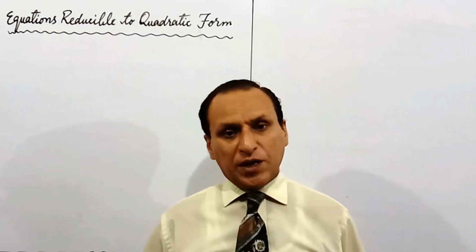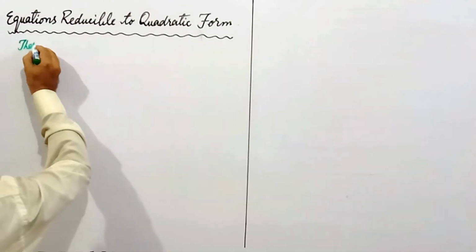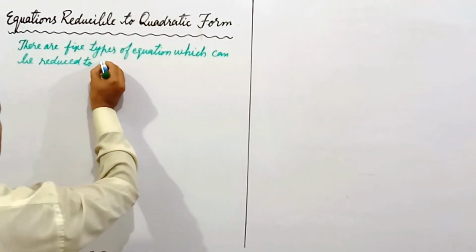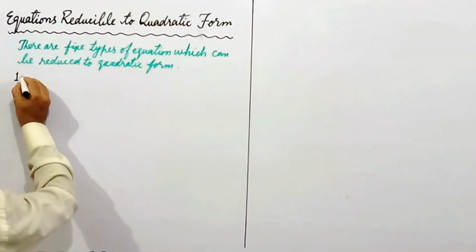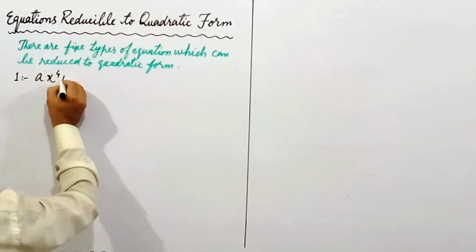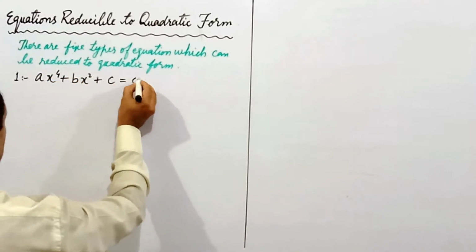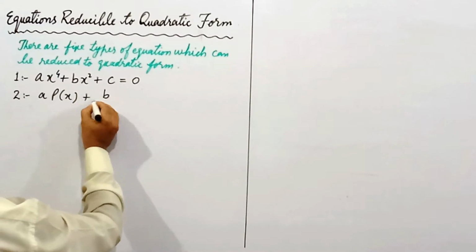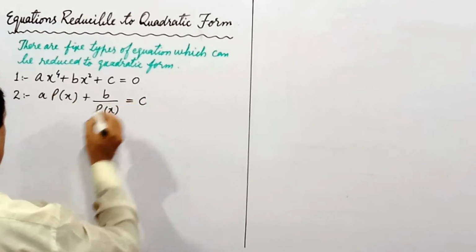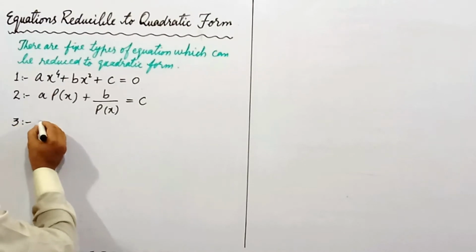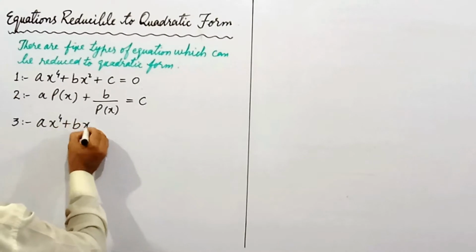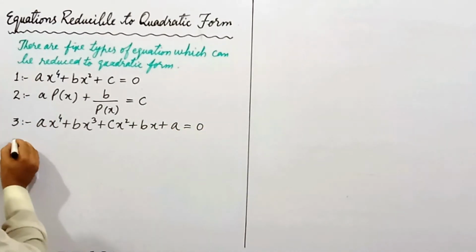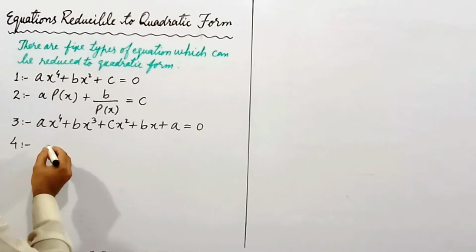Standard form of these 5 types of equations is as follows. Number 1, ax raised to power 4 plus bx square plus c is equal to 0. Number 2, a into polynomial of x plus b over polynomial of x is equal to c. Number 3, ax raised to power 4 plus bx raised to power 3 plus cx square plus bx plus a is equal to 0. Number 4, it may be of two different forms.